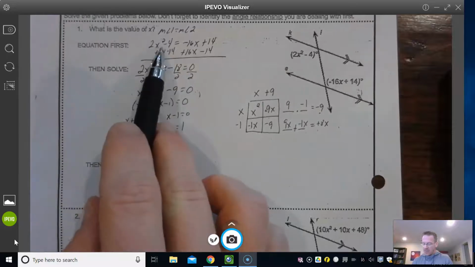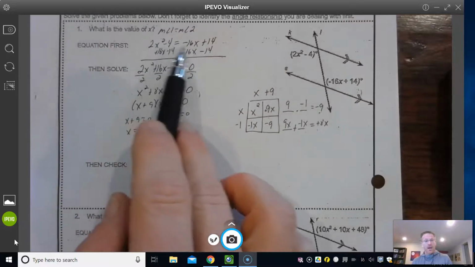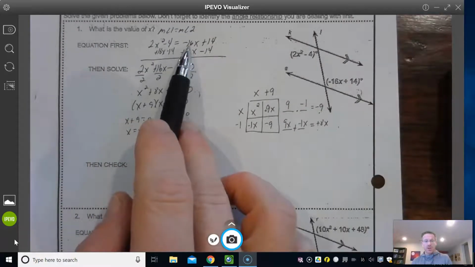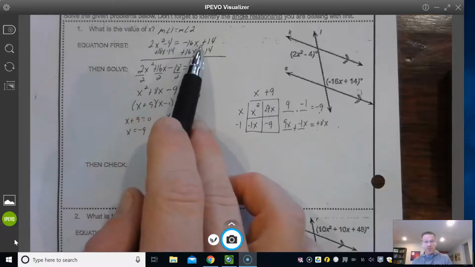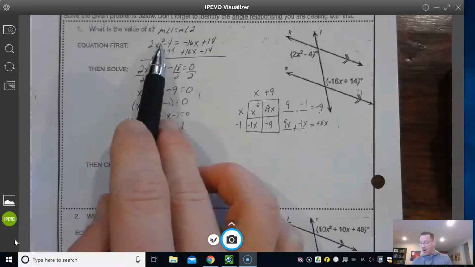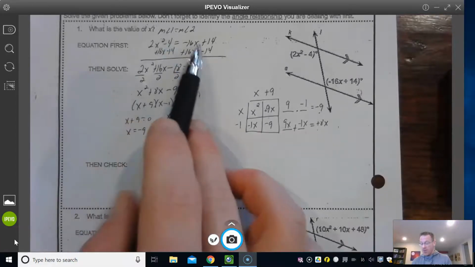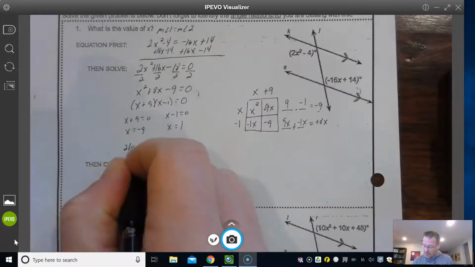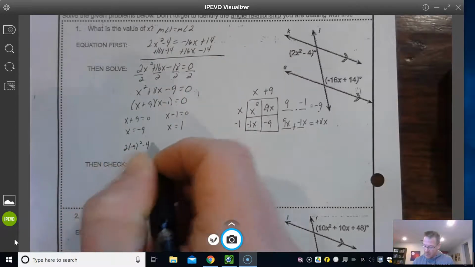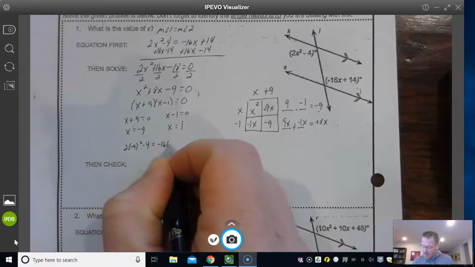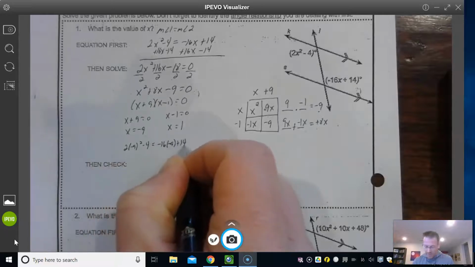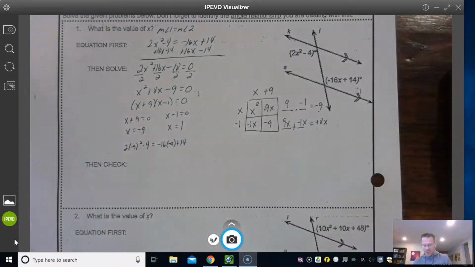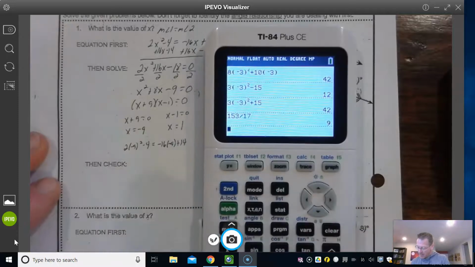So if we go back to this relationship here, this will allow us to do two things. It'll see if these angles are actually equal to each other, but it'll also allow us to see that our individual angle measures are between 0 and 180. So I'm going to take negative 9 and plug it in first. So 2 times negative 9 squared minus 4 equals negative 16 times negative 9 plus 14. And then I'm just going to use my calculator here.